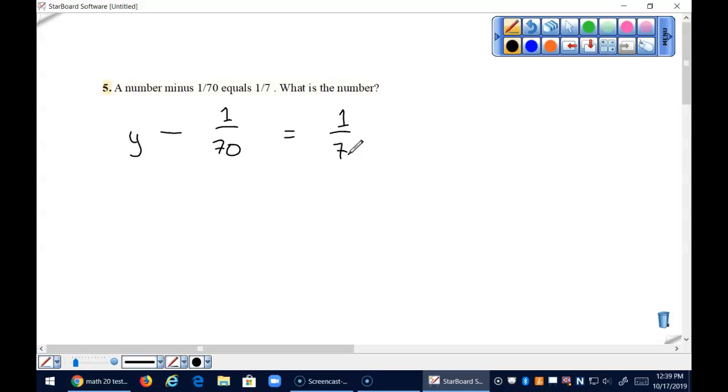So I have something attached to y with a minus 1/70. So I need to do the opposite. I'll add 1/70. And that will get y by itself.